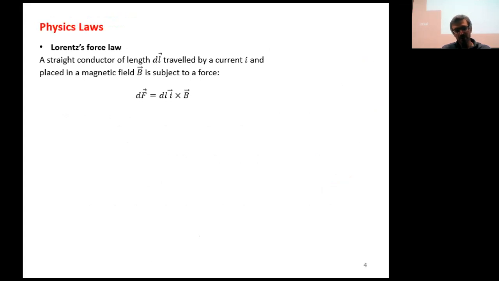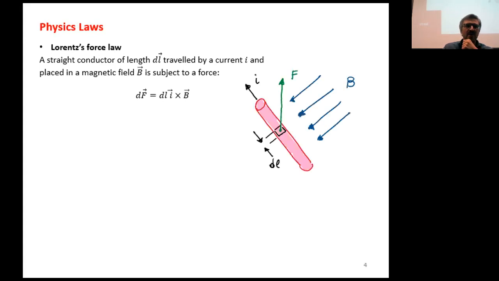Then the last one that we will use is the Lorentz force law. That tells us that if we put a conductor of length dl, let's say an infinitesimal conductor for now, that is traversed by a current, and we put it inside a magnetic field B, then a force will appear on the element with this expression. It is the cross product of the current times the magnetic field. You need to think about the right hand rule to work out the cross product output: you put your thumb as the current, your second finger along the B, and the third finger will be the force direction.